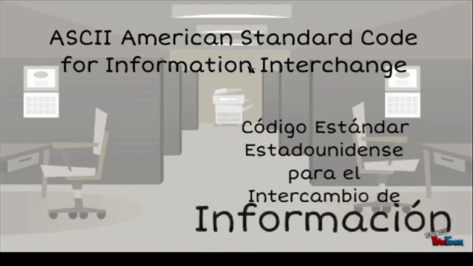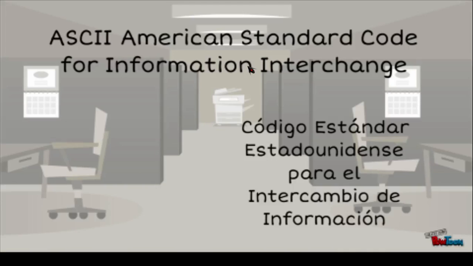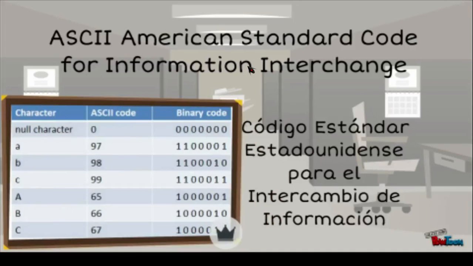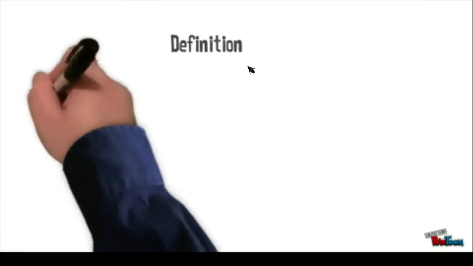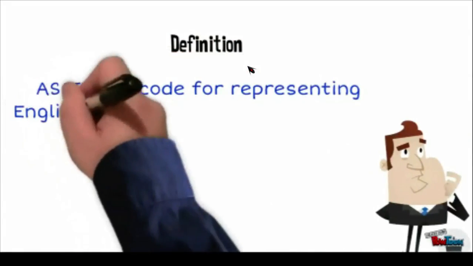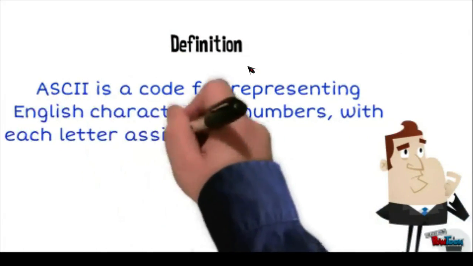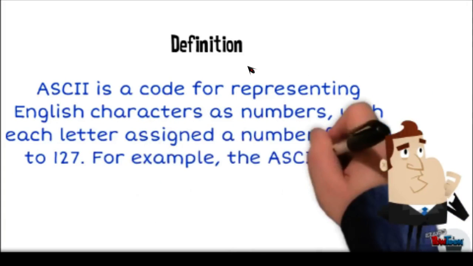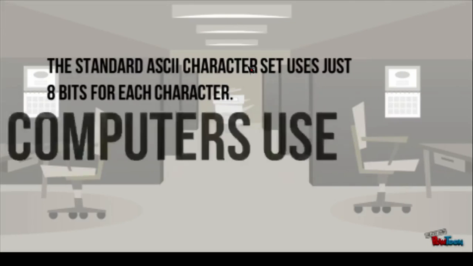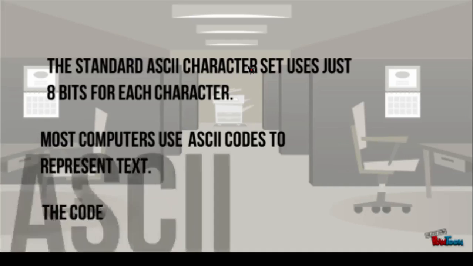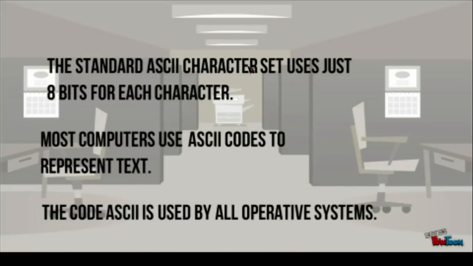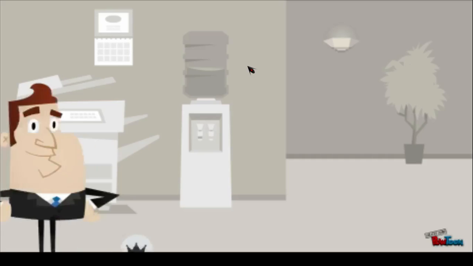ASCII, American Standard Code for Information Interchange. ASCII is a code for representing English characters as numbers, with each letter assigned a number from 0 to 127. The ASCII character set uses 8 bits for each character. Most computers use ASCII codes to represent text. The ASCII code is used by all operating systems.